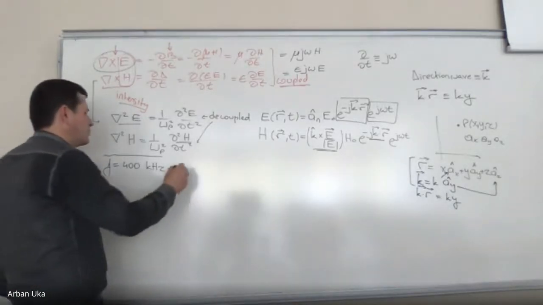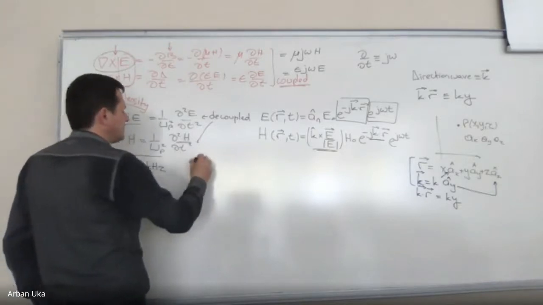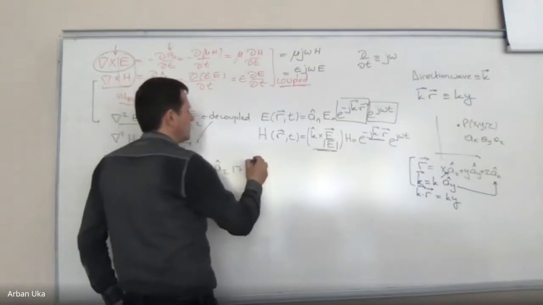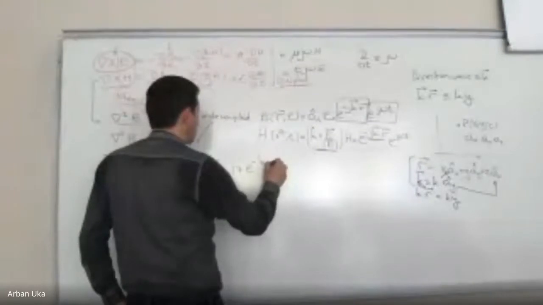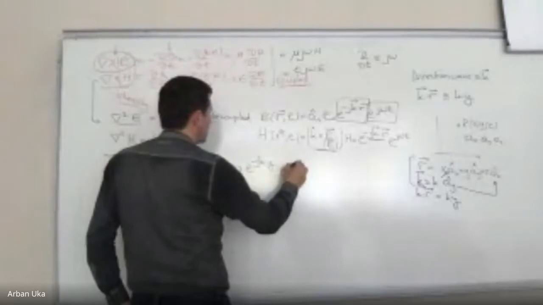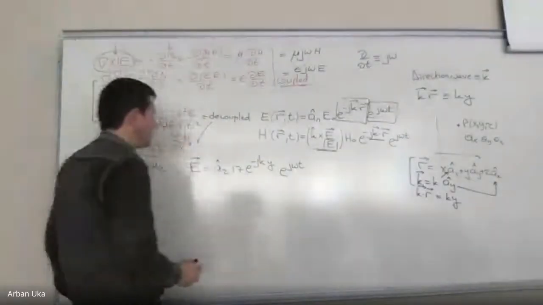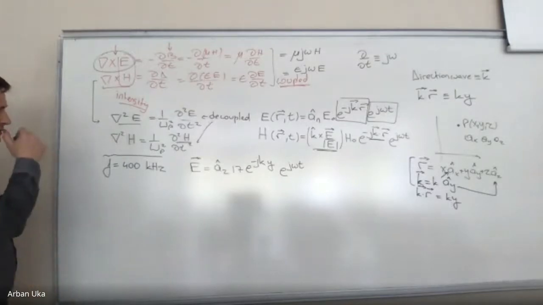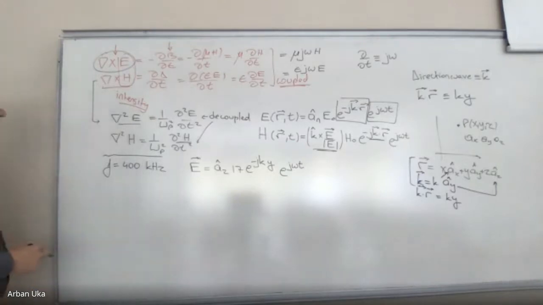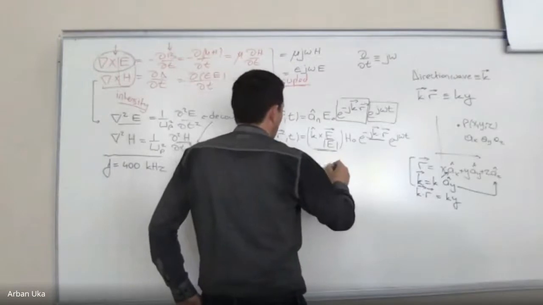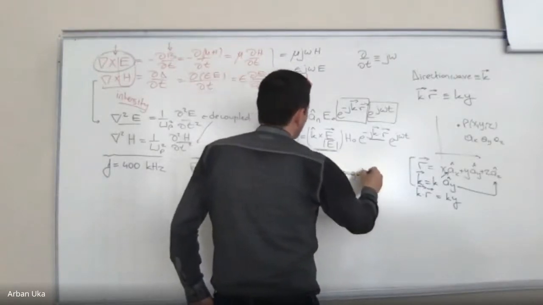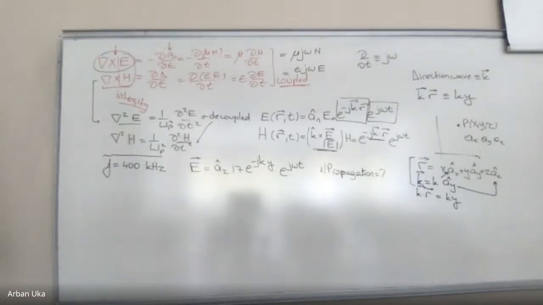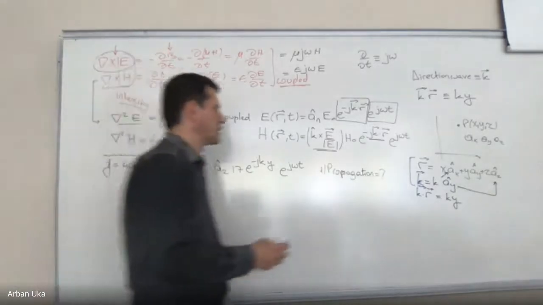And then let's assume that the electric field is equal to az times 17 times e to the power minus j ky, times e to the power j omega t. Okay, so this is the electric field. Now, what can we learn about this field here? First of all, we can ask, what is the propagation of this wave? Plus y or minus y? Plus. This would be plus y. So the propagation direction is equal to plus ay.